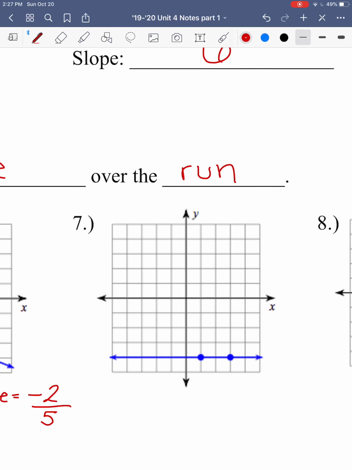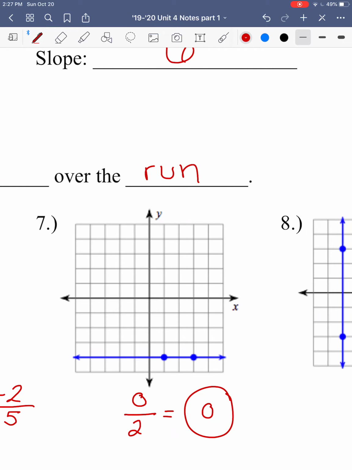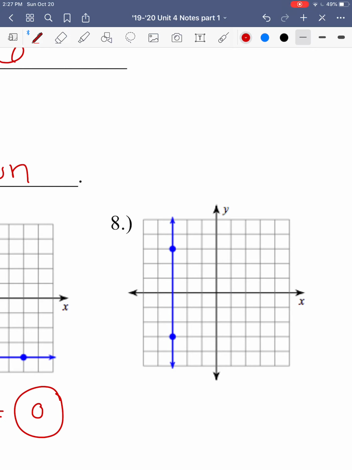Now number 7, interesting. I notice it's a horizontal line. So again, I'll do rise over run, but I'm not going up any. So I'm just going up 0, but I'm running 2. So that has a slope of 0. And then number 8, you could argue that I'm rising 1, 2, 3, 4, 5, 6, but I'm not running at all. And as this is a fraction, I'm not allowed to have 0 on the denominator, so we call this undefined.